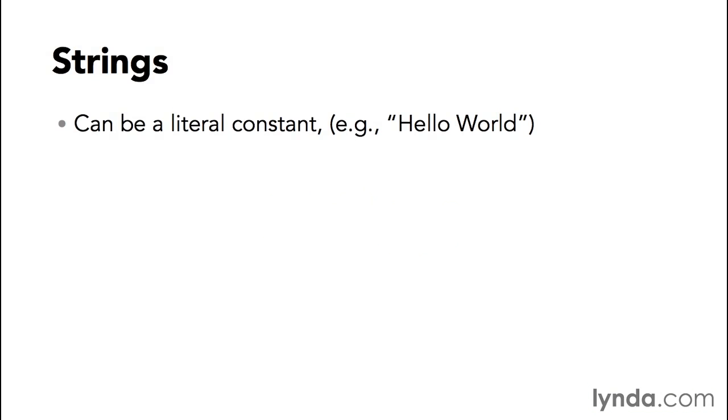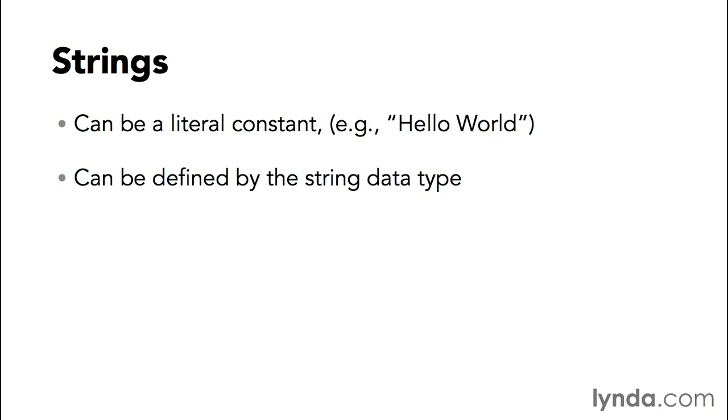Strings are technically not a primitive data type, but since they are used so often, they are sometimes included when discussing primitive data types. String variables are stored as an array or a sequence of characters. Strings can be a literal constant, such as the sentence, "Hello world." Note that strings are enclosed in double quotes, while characters are enclosed in single quotes. They can be defined by using the string data type, which is again technically a sequence of characters.